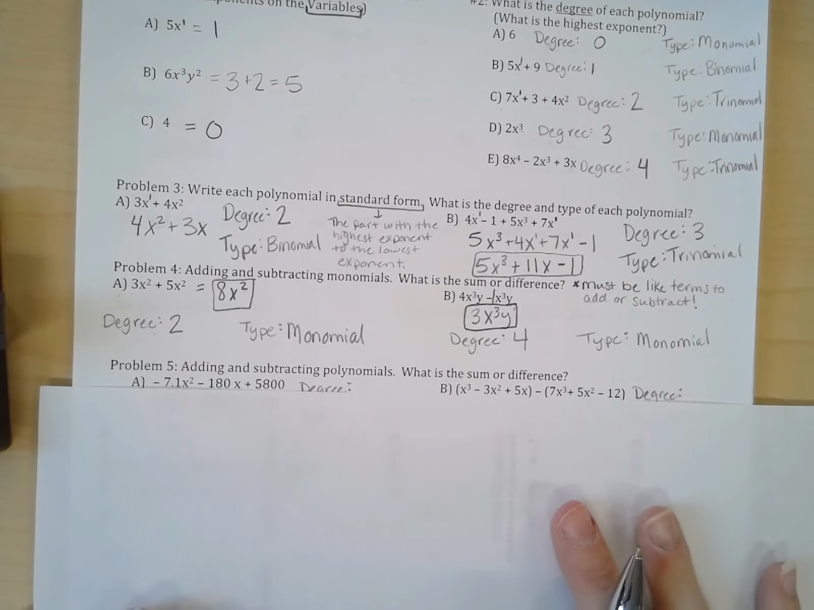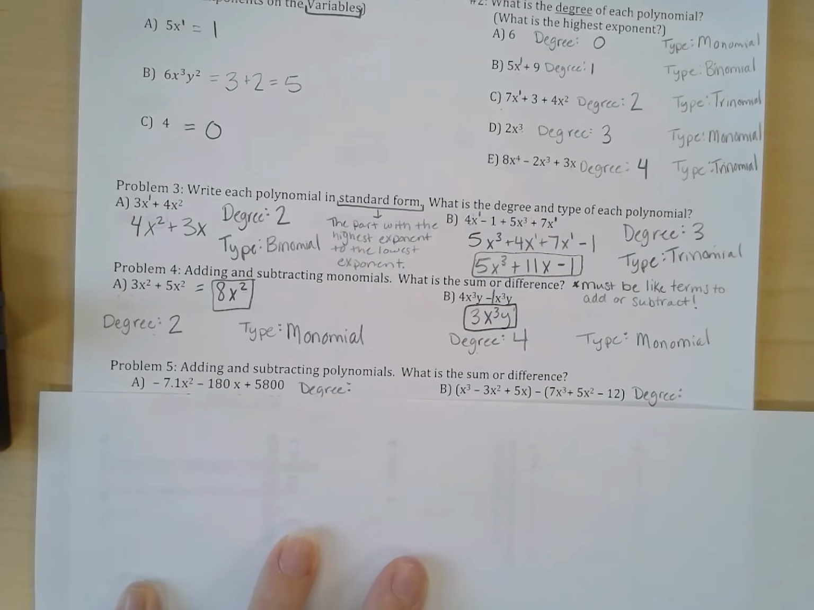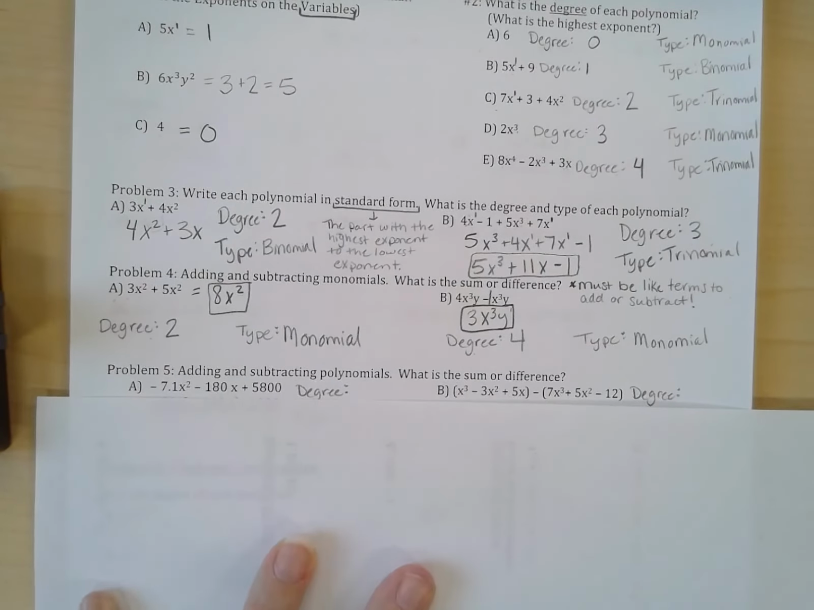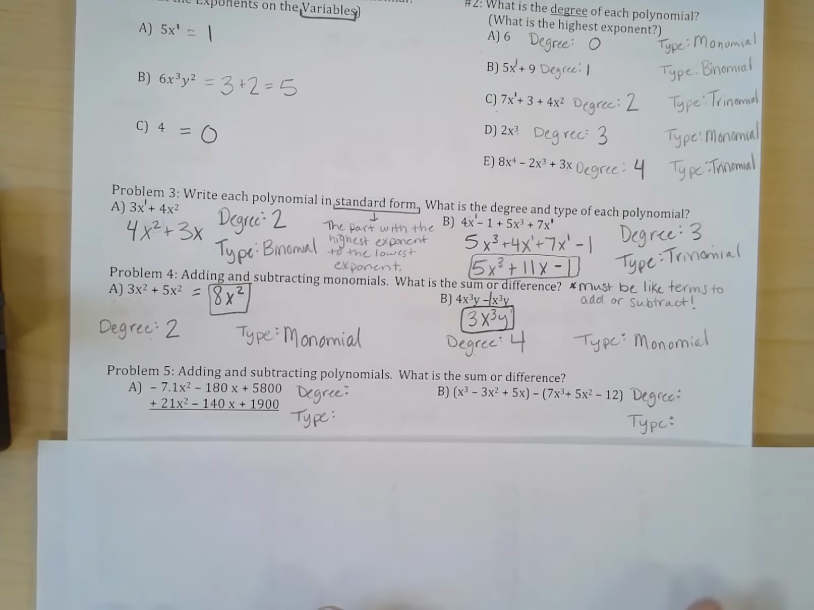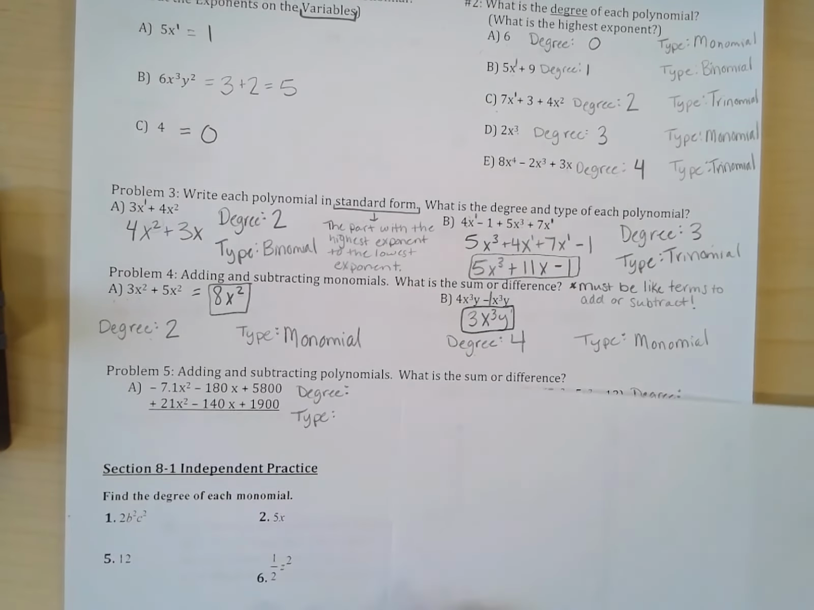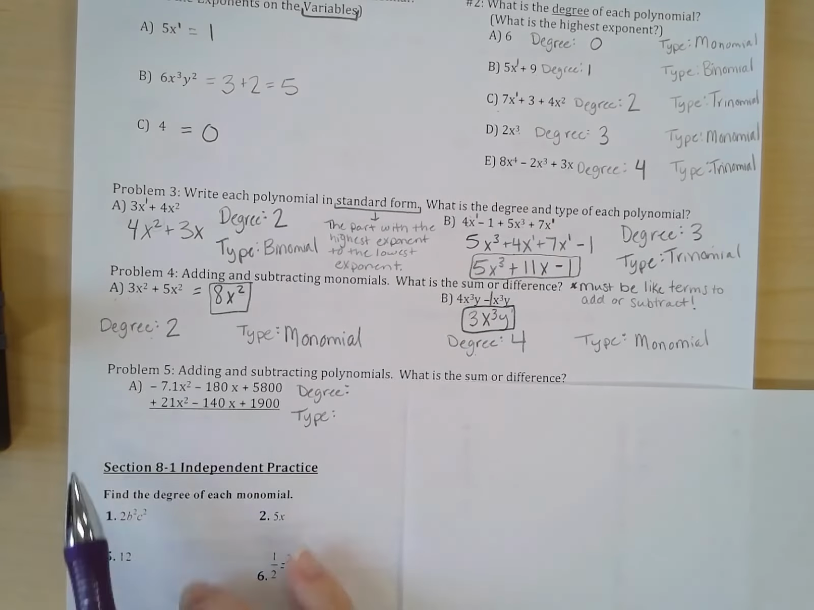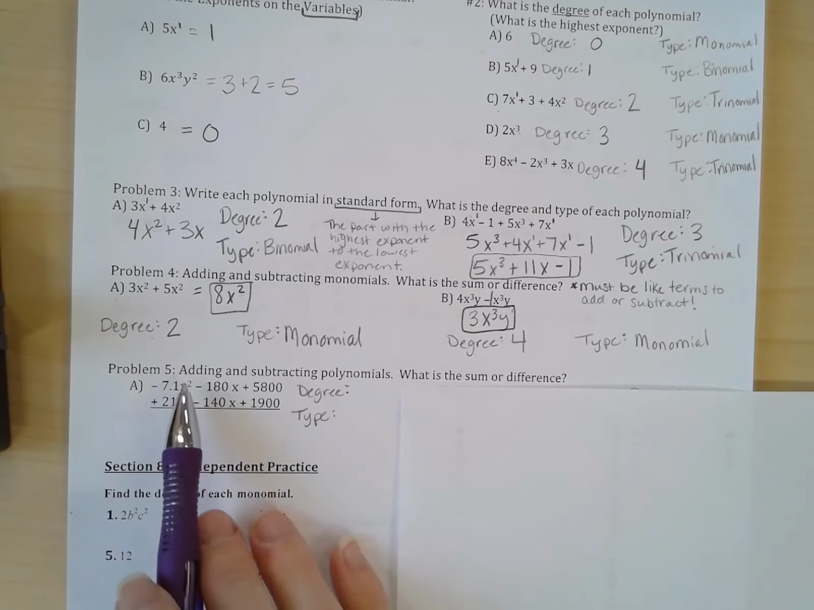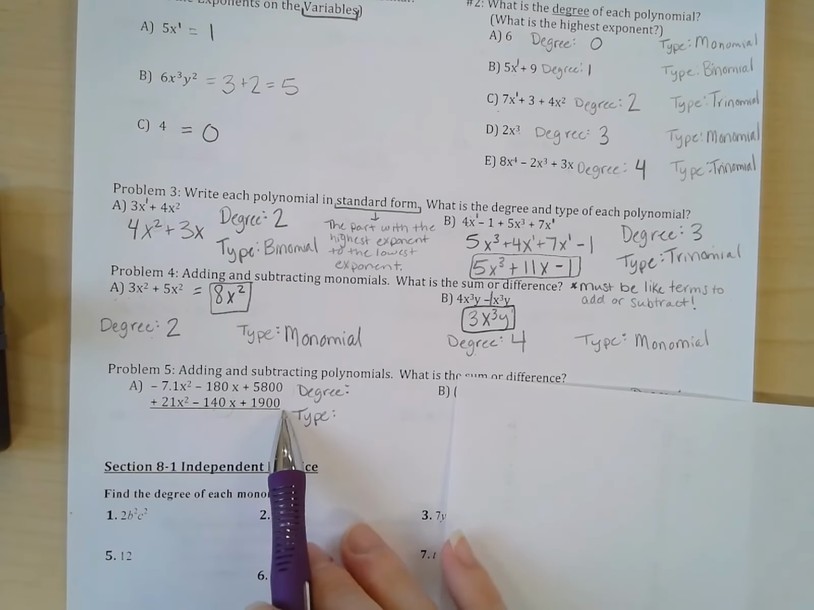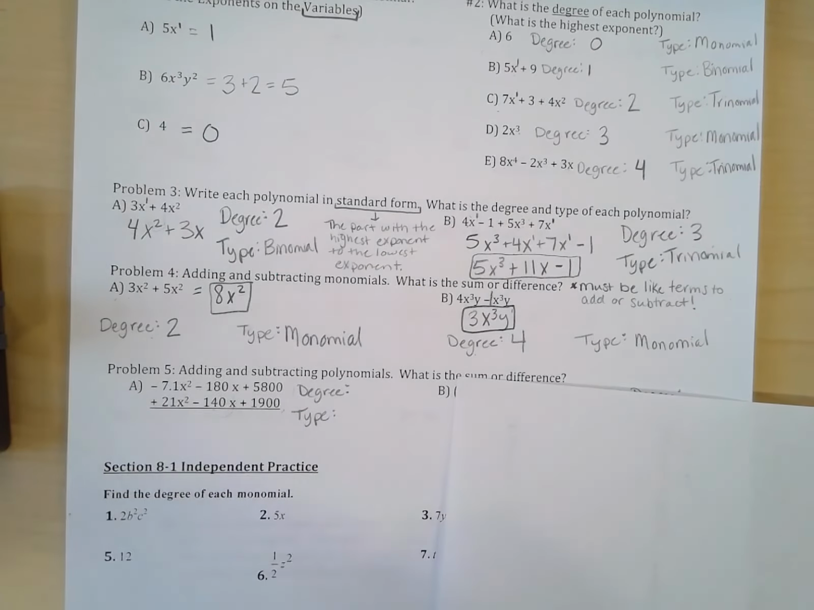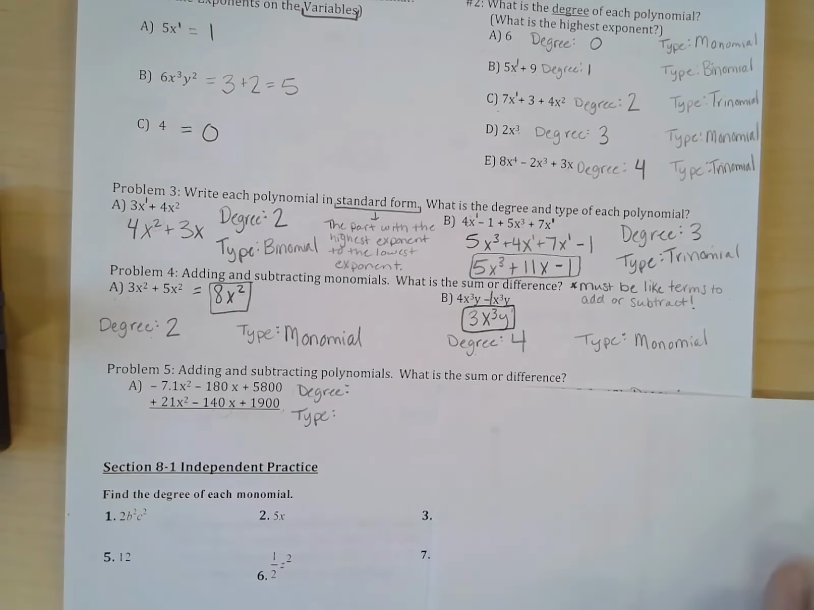Problem number 5, now we're adding and subtracting polynomials that have multiple parts. It's asking what the sum or difference is. For this first one, it already has it lined up for you. So the x to the seconds are in one column, the x's are in another column, and just the plain old numbers are alone. So now I can just add them together by the columns.